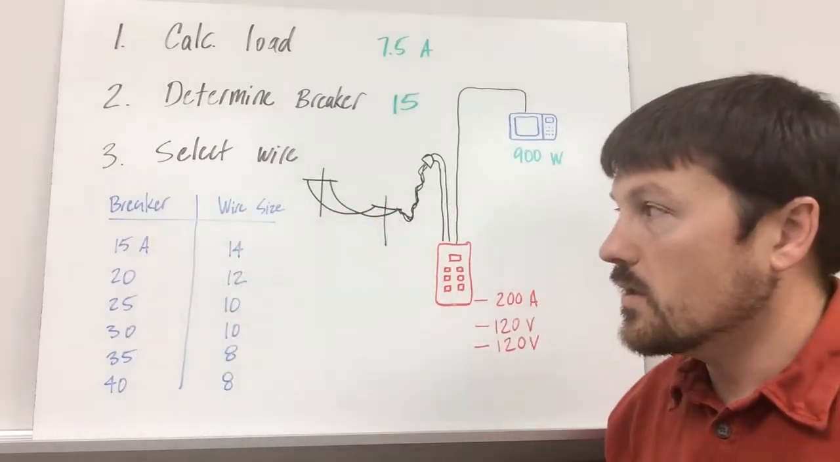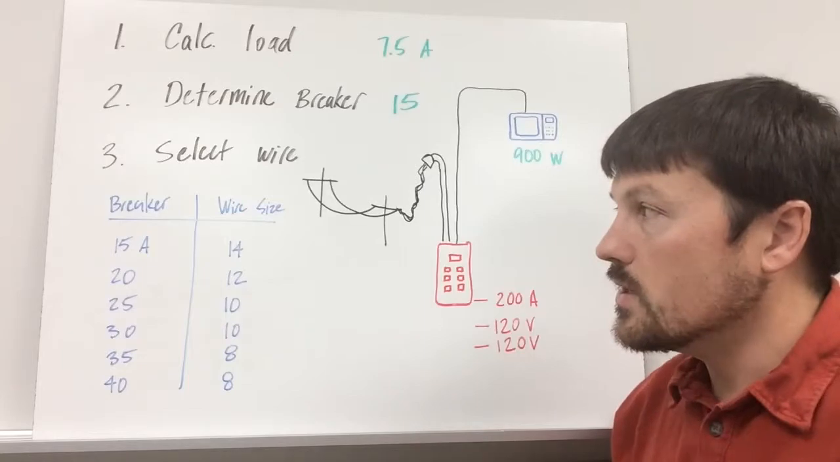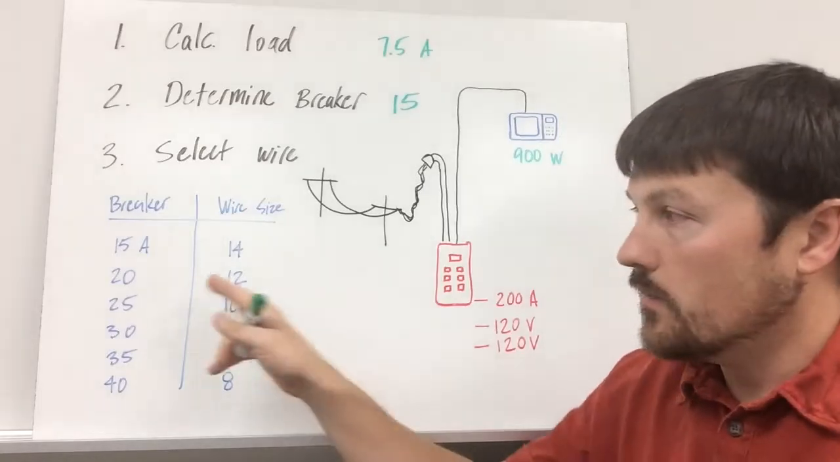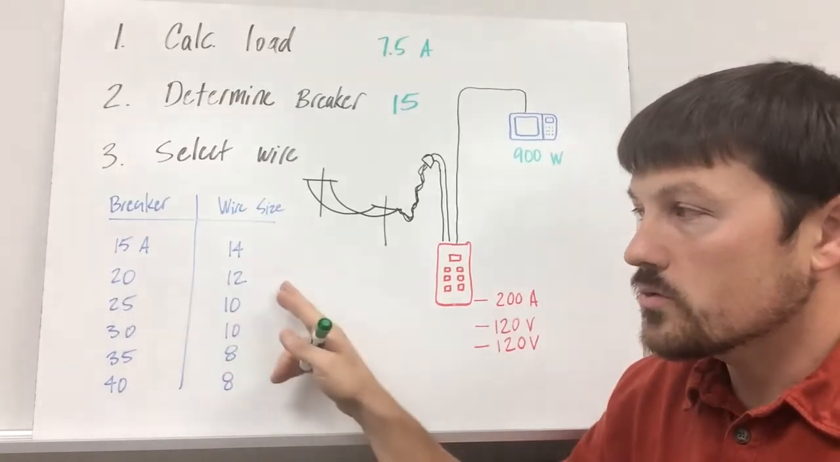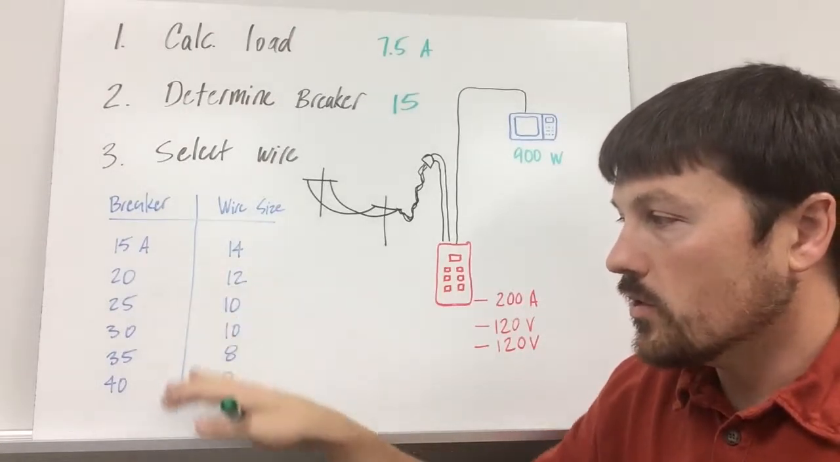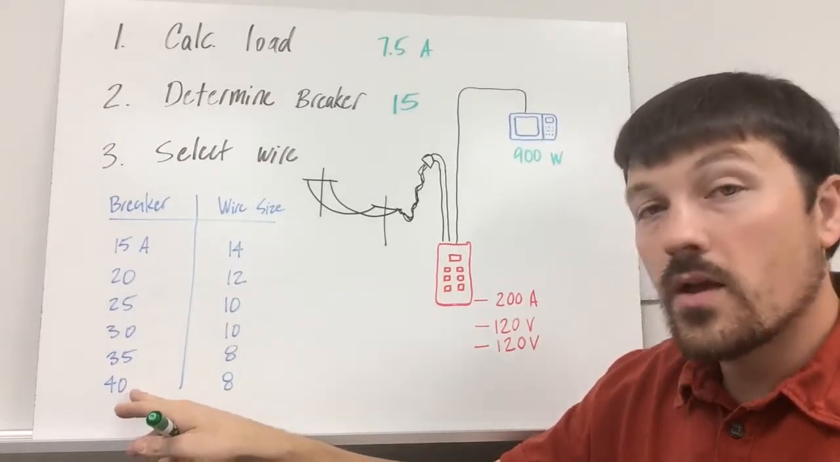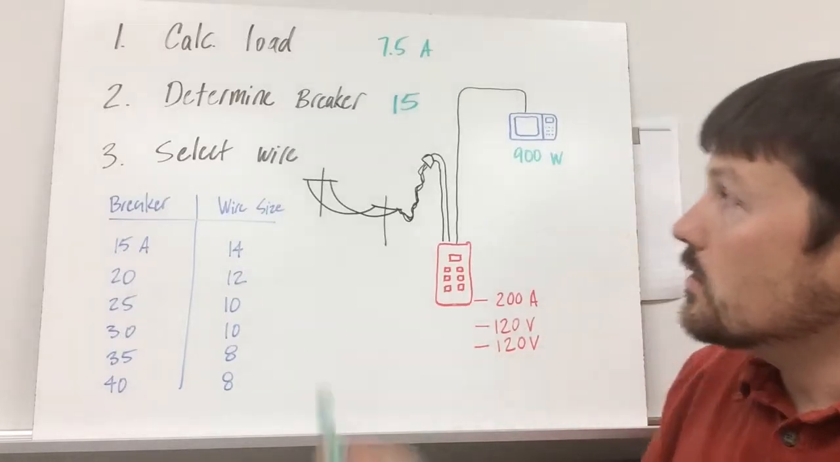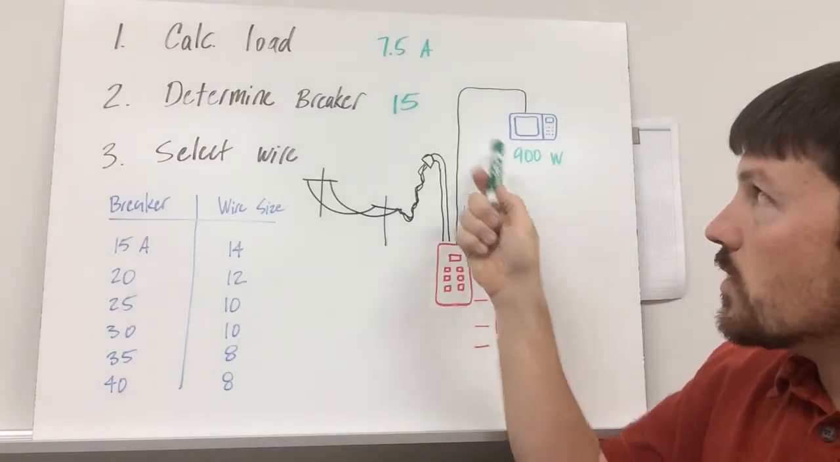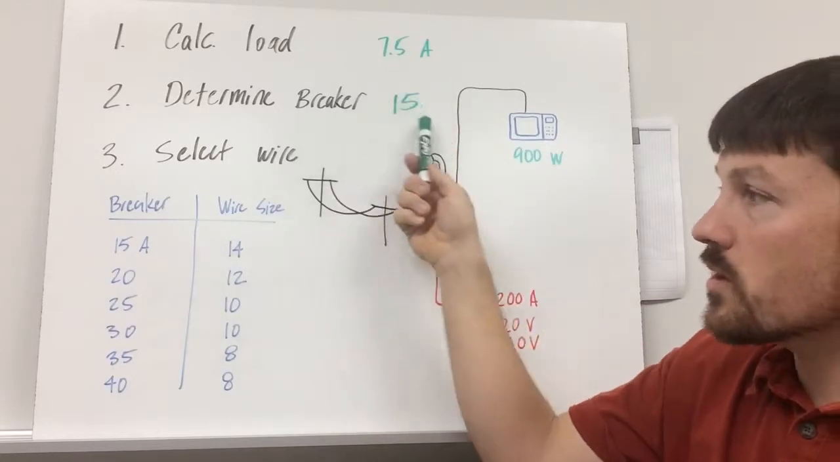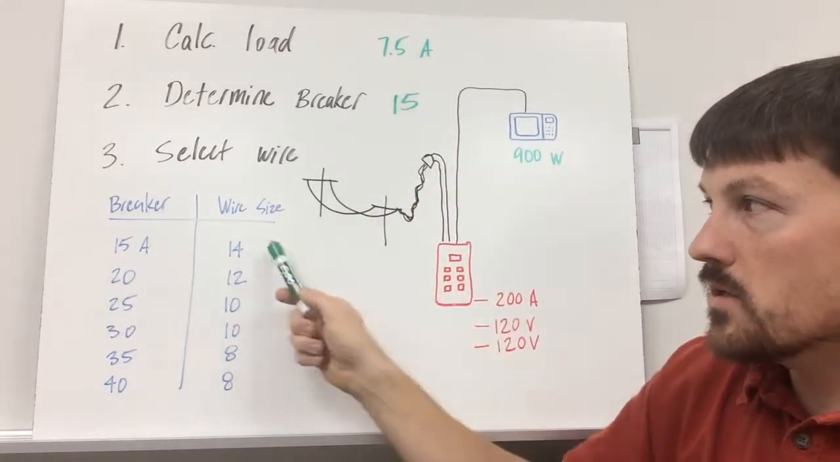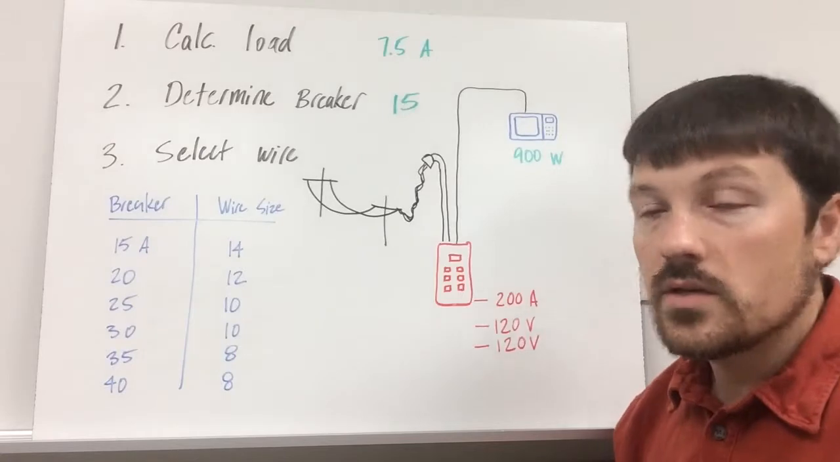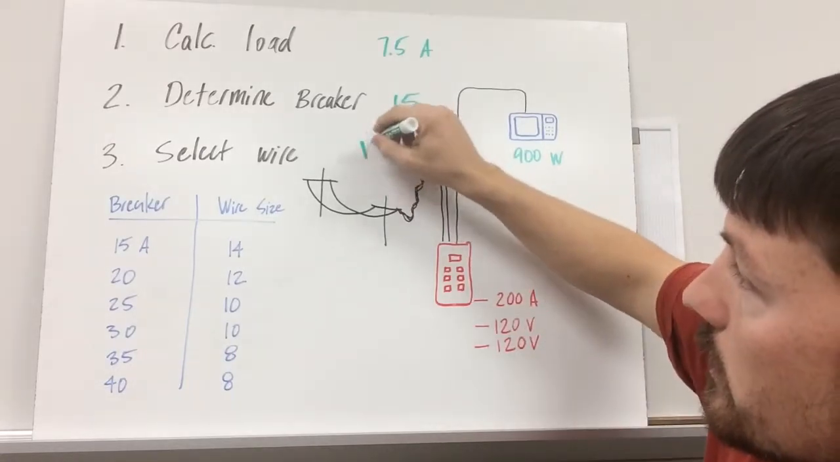So it needs to be at least a 14 gauge wire, and for a 20 amp breaker, 12 gauge wire, and so on, all the way down to a 40 amp breaker, where you'll have 8 gauge wire. So our circuit here with this microwave at 900 watts is drawing 7.5 amps. We're going to use a 15 amp breaker, so that means we are going to use a 14 gauge wire.